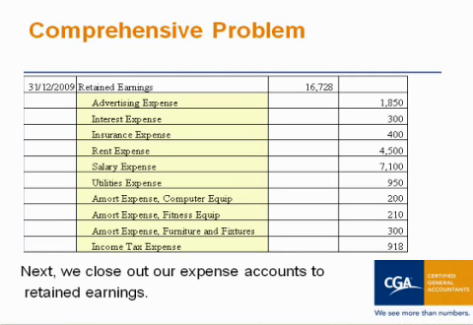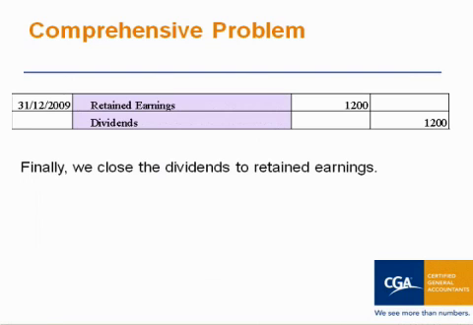$16,728. Now that we've cleared out our revenue and our expense account, let's see what else we have to do. We have to close out the dividends. Remember, the dividends are going to be distributed. We've declared them. It's a distribution of earnings to the shareholders. Well, that $1,200, if you remember from the statement of retained earnings, is also cleared out to retained earnings.